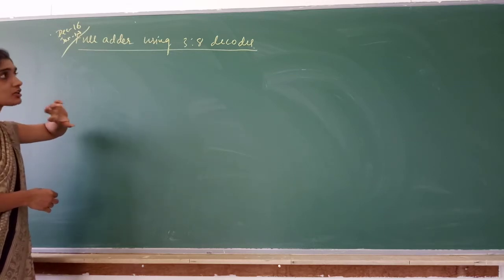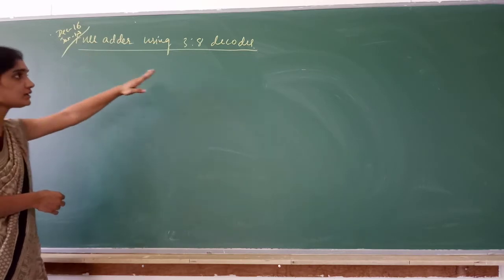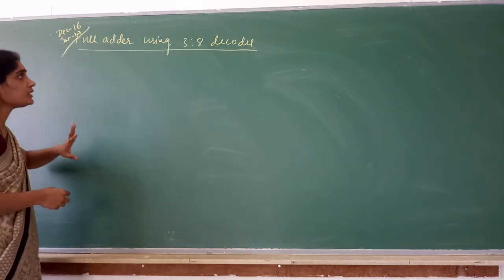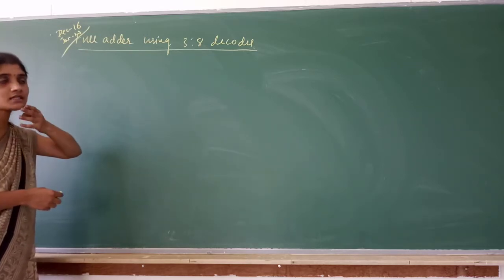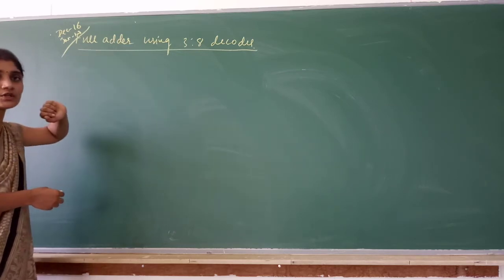For this, min terms are not given. You have to write the min terms. For the min terms of full adder, you need to write the circuit using decoder. Very simple, and the question is only for 4 marks, and this question can also be asked for 6 marks. So now the question is to implement full adder using 3:8 decoder.